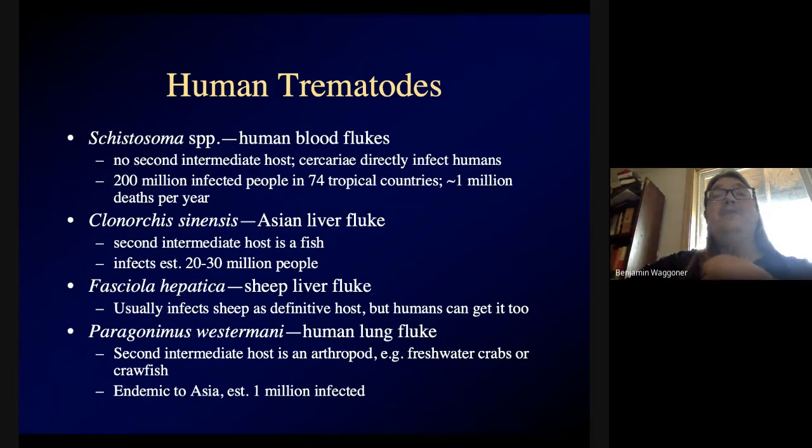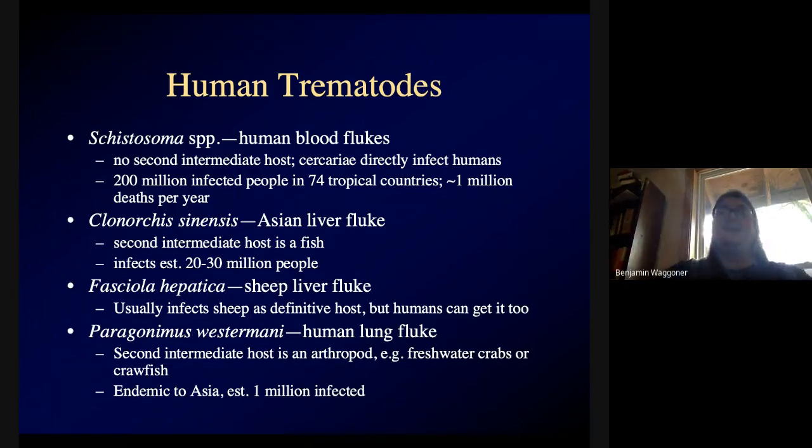Asian liver flukes can be transmitted by eating fish that is not cooked or not fully cooked. Lung flukes you can get from eating freshwater crabs or crawfish. In some cultures, freshwater crabs are eaten with minimal or no cooking, and you can get lung flukes that way. Schistosoma is transmitted by contact with water with cercaria in it, and I'll talk about that one in a bit.